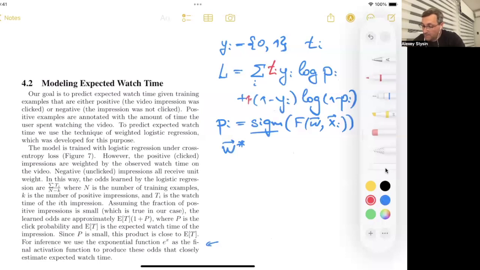And in this way, the odds learned by the logistic regression are the sum over Ti's over n minus k. Okay, they used capital Ti and I used lowercase ti, but it doesn't matter. Here n is the number of training examples, k is the number of positive impressions, and ti is the watch time of the impression. So let's see how we could derive that.